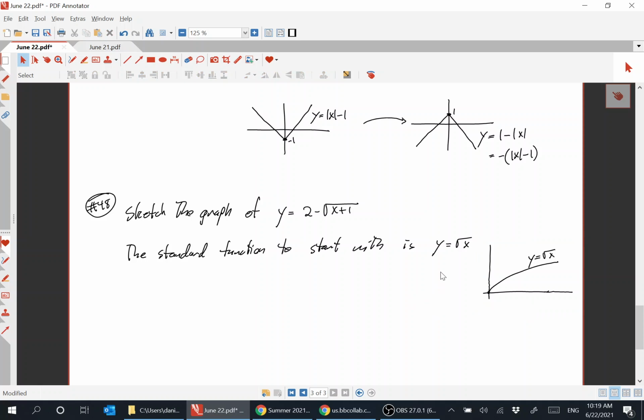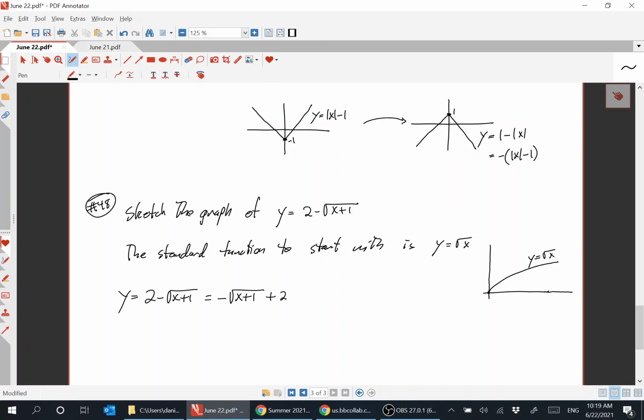So how can we arrive at this? Let's do something a little bit different than we did in the last problem. So I can apply what transformations here? Well, y equals 2 minus square root x plus 1. So I'm not going to negate it this time and flip it around. I'm just going to write it like this: negative square root x plus 1 plus 2.